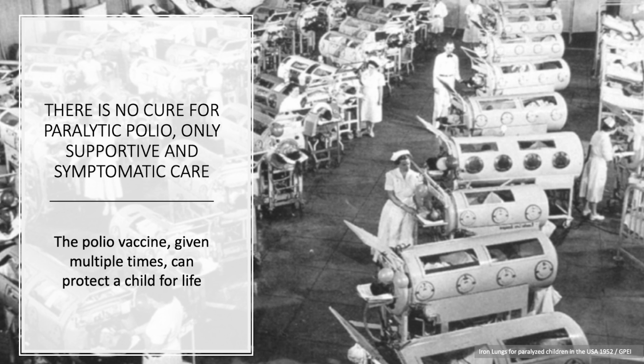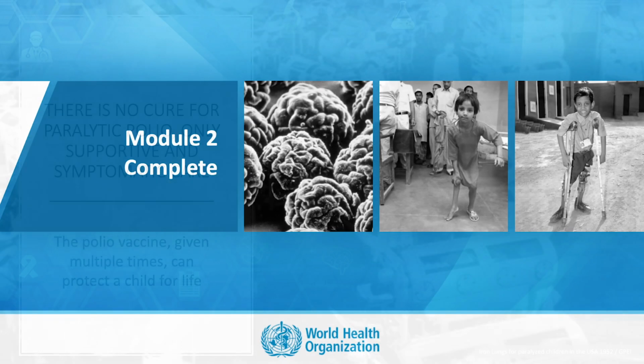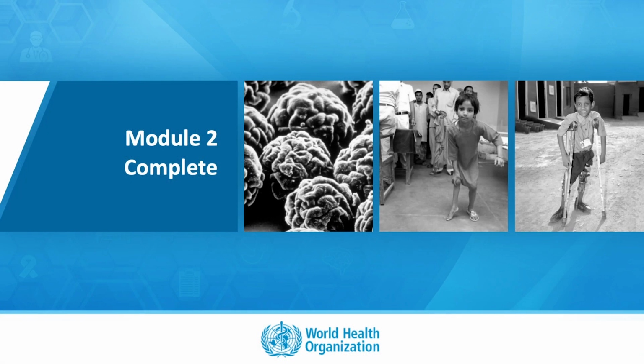The polio vaccine, given multiple times, can protect a child for life. Prevention really is the key. You have now completed this module on the poliovirus. In the next module, we will explore the differences between the two polio vaccines and learn how herd immunity contributes to prevention. First, try the end of the module quiz to recap what you have learned.